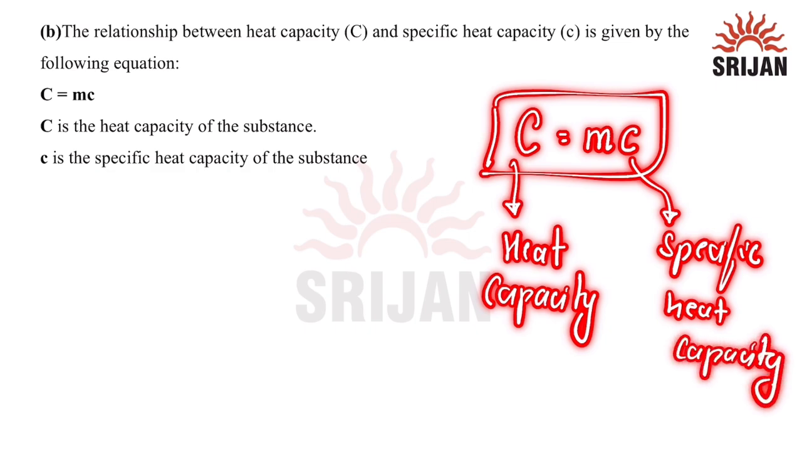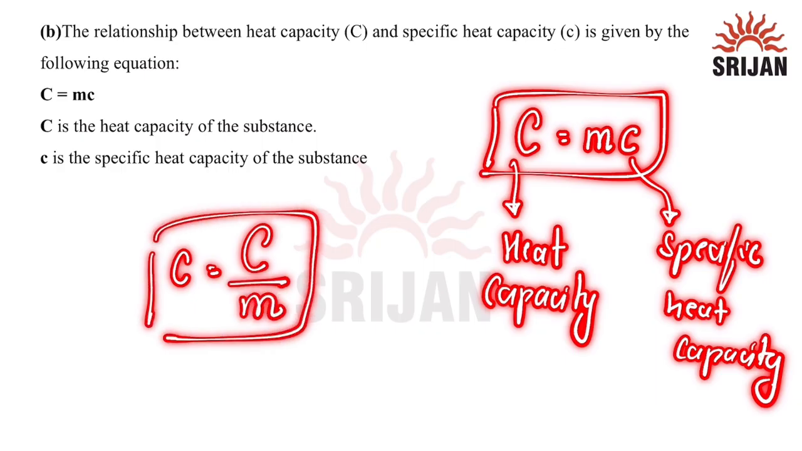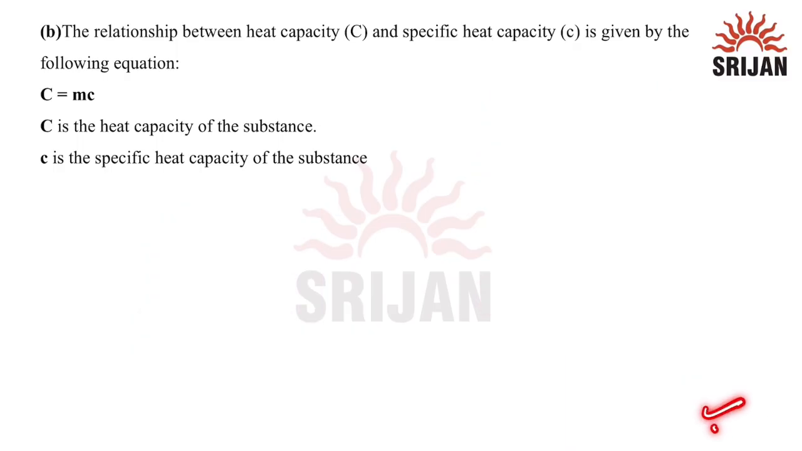capacity. Because specific heat capacity is nothing but heat capacity divided by mass, because we are talking about 1 gram in case of specific heat capacity always. I hope it is clear to you.